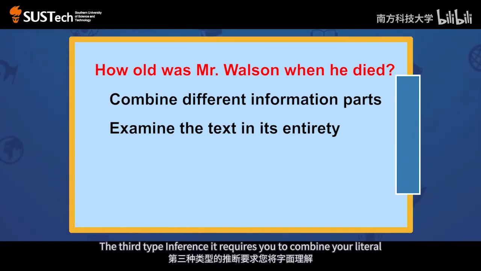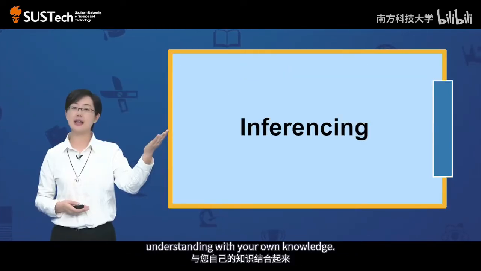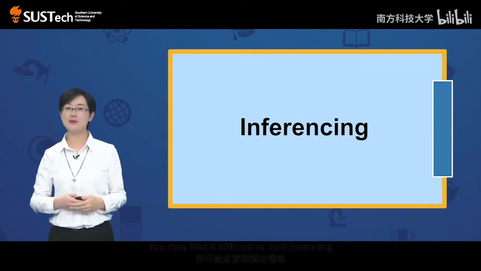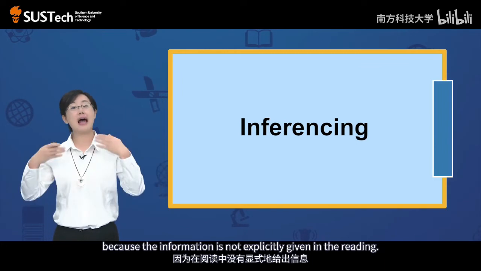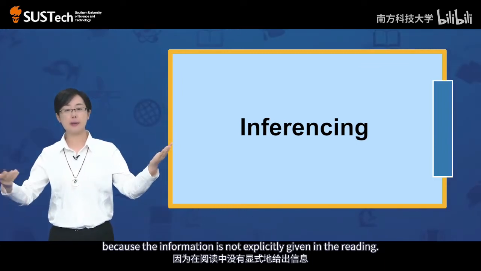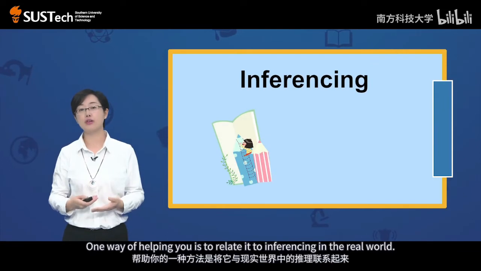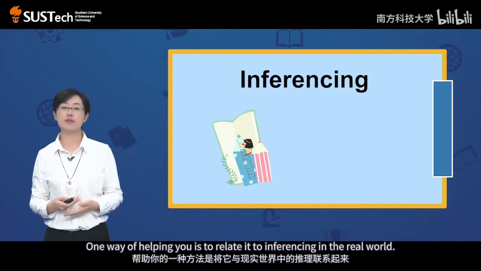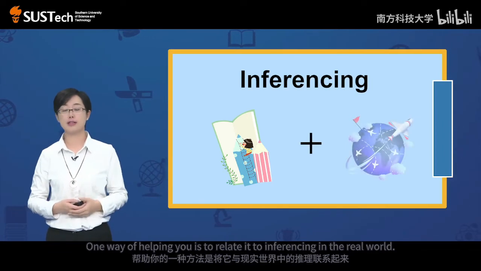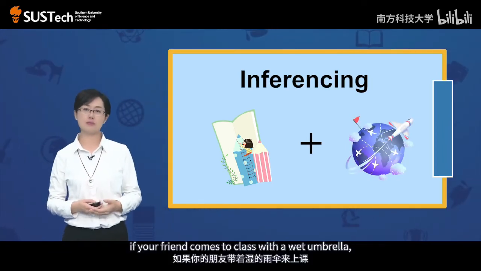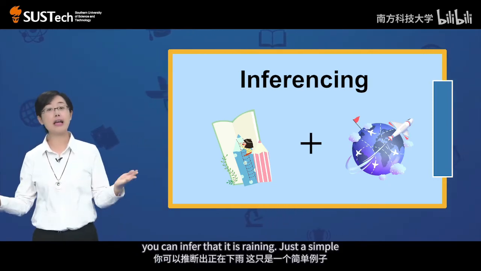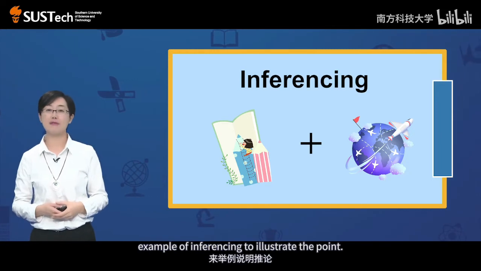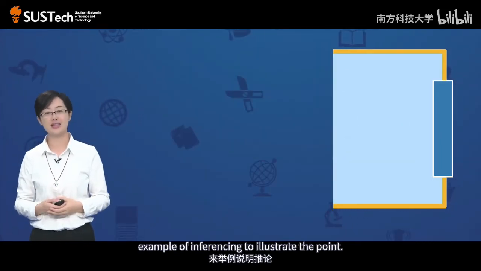The third type, inference. It requires you to combine your literal understanding with your own knowledge. You may find it difficult to do inferencing because the information is not explicitly given in the reading. One way of helping you is to relate it to inferencing in the real world. For example, if your friend comes to class with a white umbrella, you can infer that it is raining outside. Just a simple example of inferencing to illustrate the point.